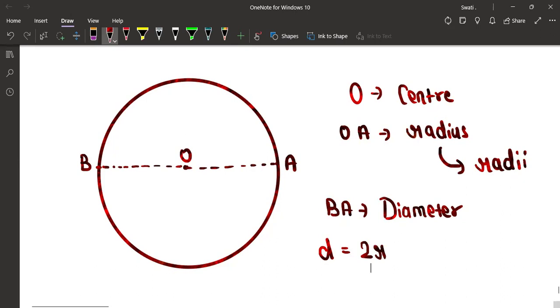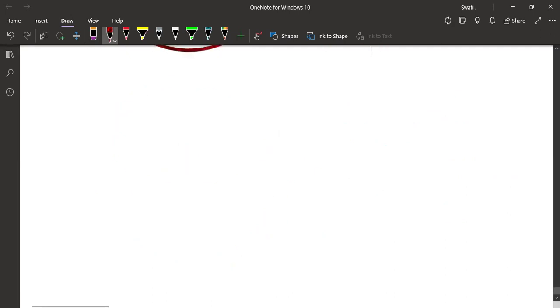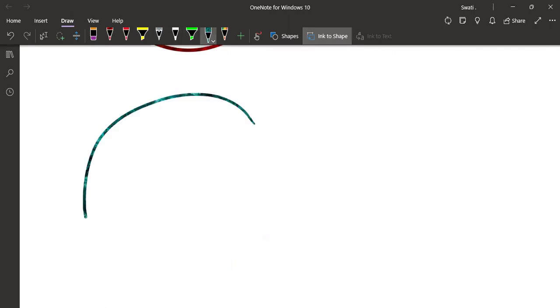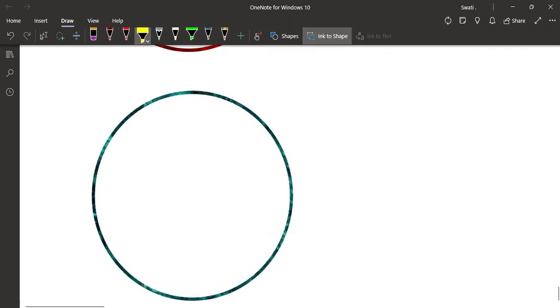Next, let's go to the next part. I'm just going to draw the circle and mark the part, and you just write down the answer in the chat box. So you have the circle. Tell me, what is this called? It is called an arc. Right, Manya? It is called an arc.